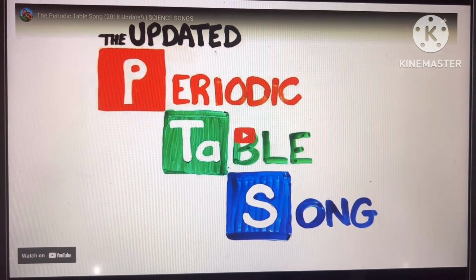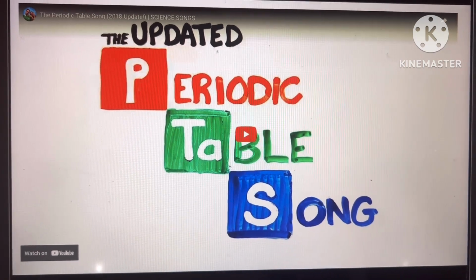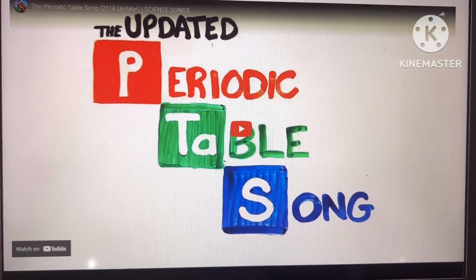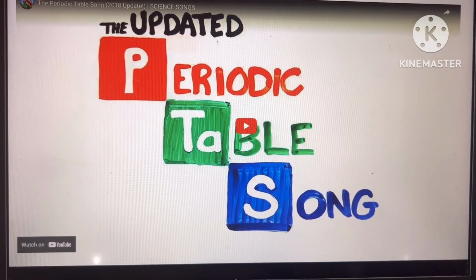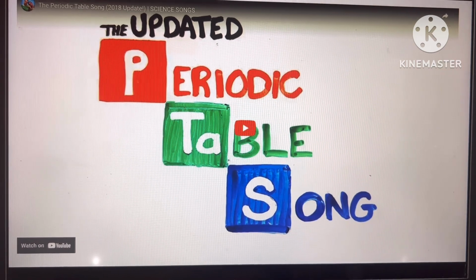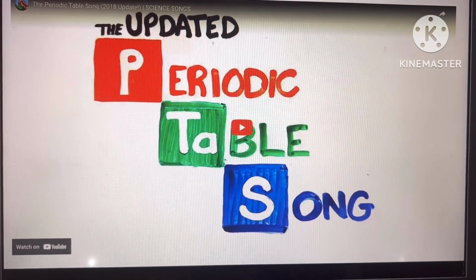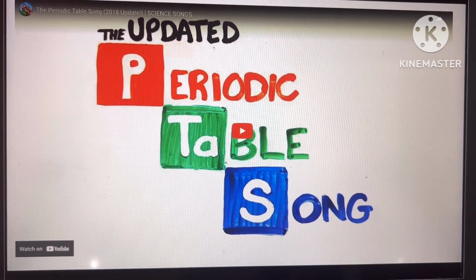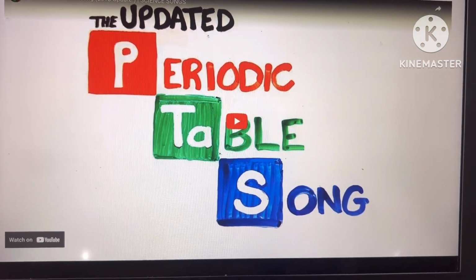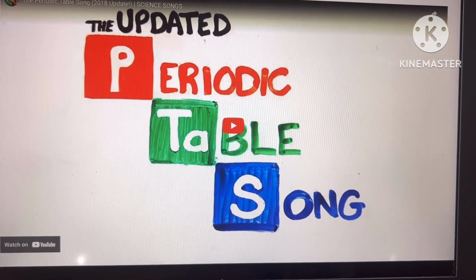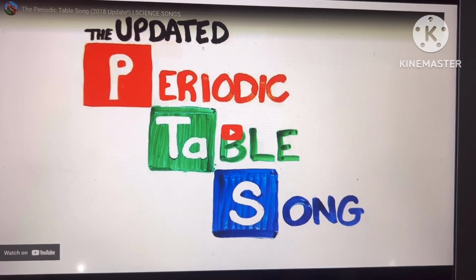At this point, anybody who knows the periodic table song? Anybody who can sing the periodic table song? Anybody? Okay, at this point, we will all sing the periodic table song. Your teacher will play the video pertaining to the periodic table song.